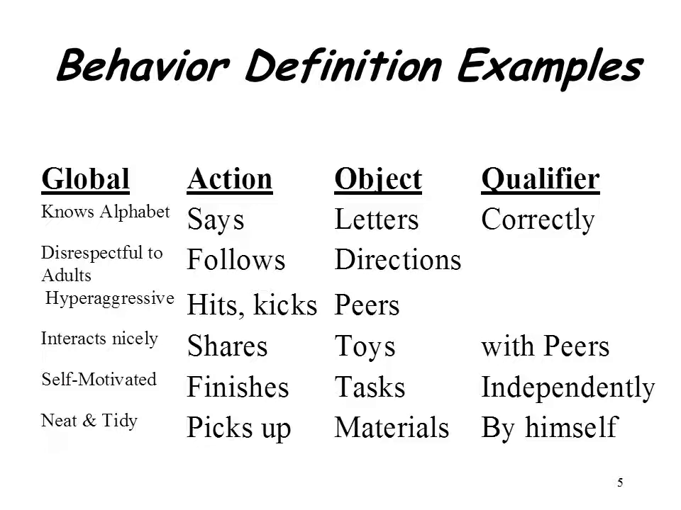So we don't want to use global terms, but we want to use action object terms. In other words, instead of saying someone interacts nicely, we say something very specific like shares toys. And then sometimes we add a qualifier. Shares toys with peers, or self-motivated means finishes tasks independently. Neat and tidy, we're more specifically saying picks up materials by himself or independently. Those are more easily measured.